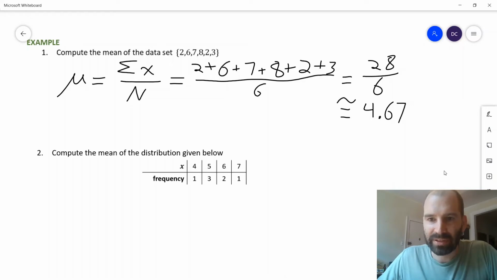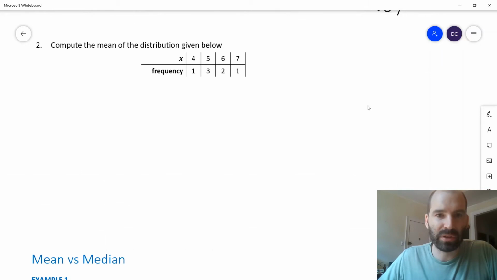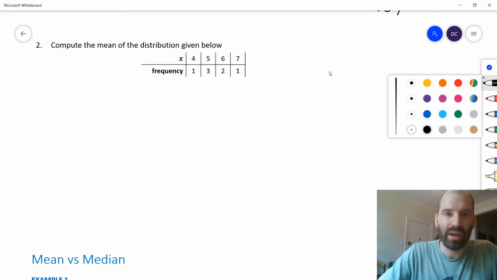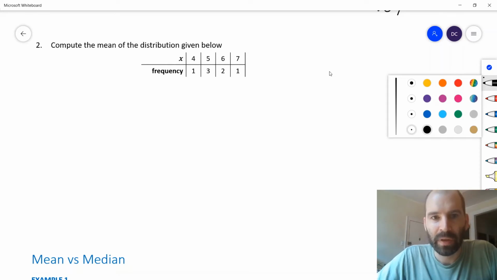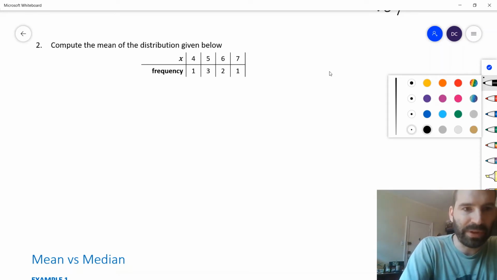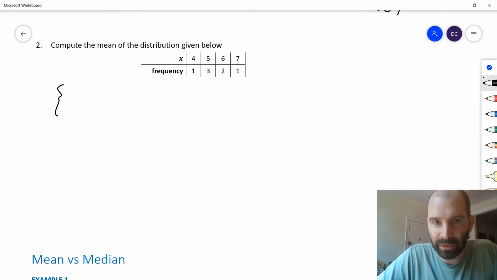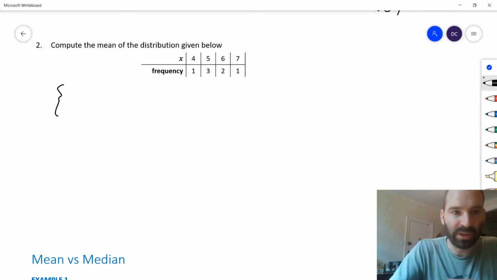All right, let's go to the next example. Compute the mean of the distribution given below. So now instead of giving you the data set, what we have here is a table describing the distribution of data. We can resurrect from this the data set. So let's go ahead and do it this way. We will learn below a quicker way to do this, but let's do it this way. Let's reconstruct the data set and then compute the mean using the formula that we just used. And at the end of this video, you'll see a quicker way to do this.